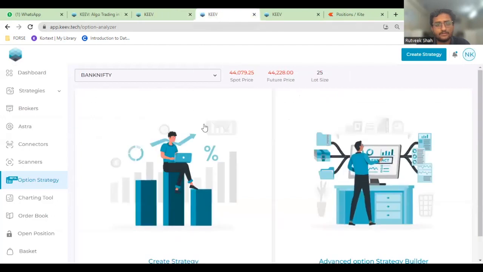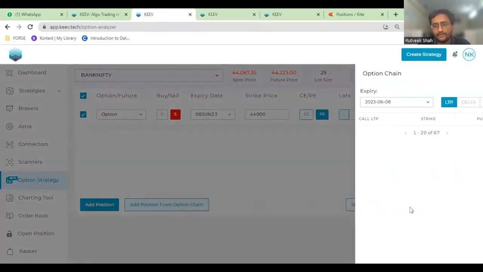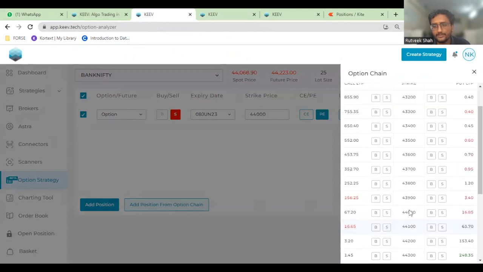We'll open the chart to see how Bank Nifty is trading right now. The spot is trading around 44.60, and from the option chain here, we can see the current price of the 44,000 put is trading around 16. Because it's today's expiry, any small reversal will have an immediate effect on the 44,000 put here.